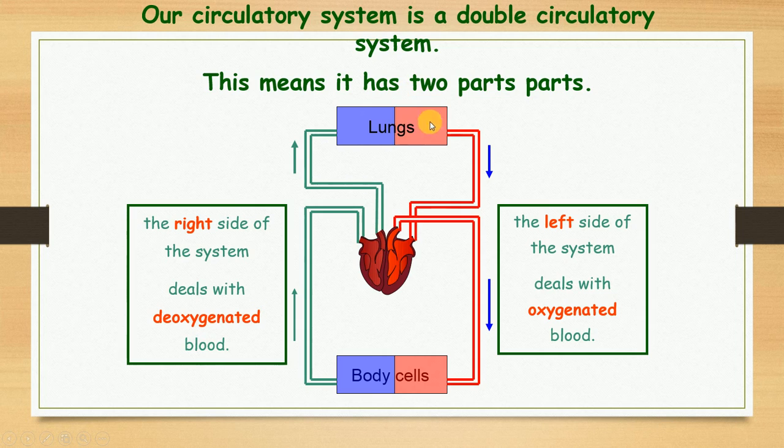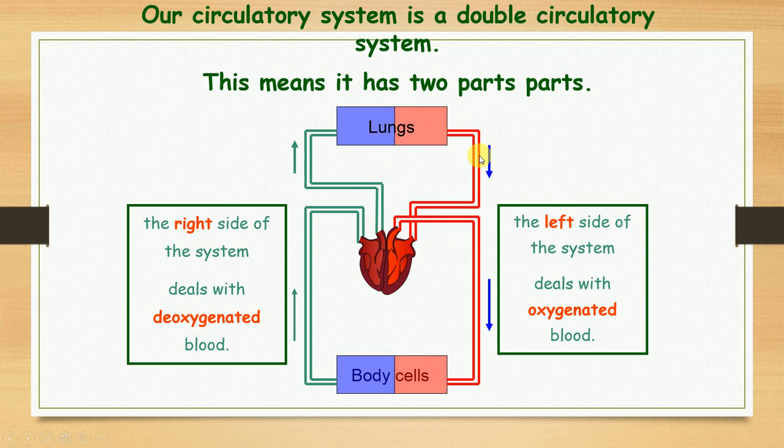So from the lungs, which blood vessel is bringing it? Basically, the pulmonary vein is bringing it from the lungs, then the aorta is taking it from the heart to the body cells, then the main vein, the vena cava, is bringing it back to the heart, and then finally the pulmonary artery is taking it from the heart to the lungs.